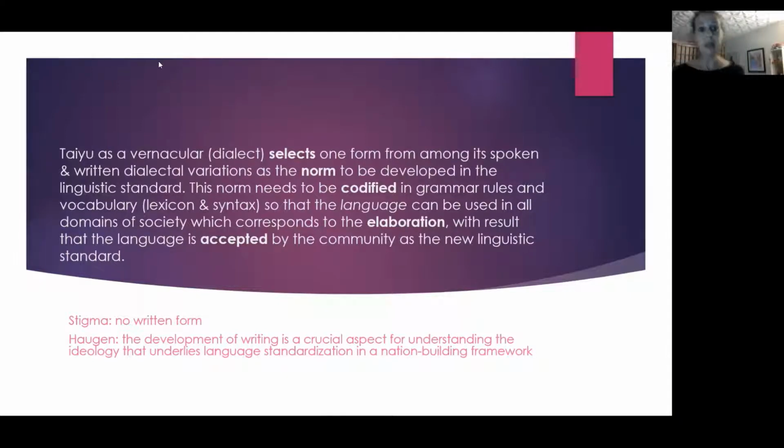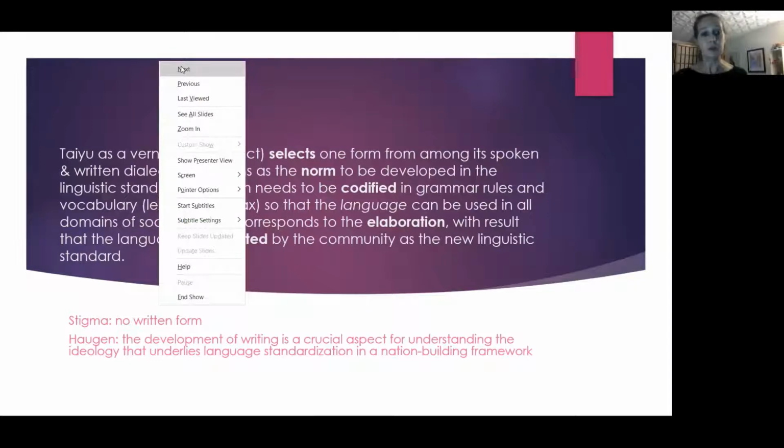And this use in all domains corresponds to the step called elaboration. And the final result is that the language, which has now been elevated to the level of a standard, has to be accepted within the community as the new linguistic standard. And it's often the acceptance that we see in the case of Taiwanese, which still plays a big role.